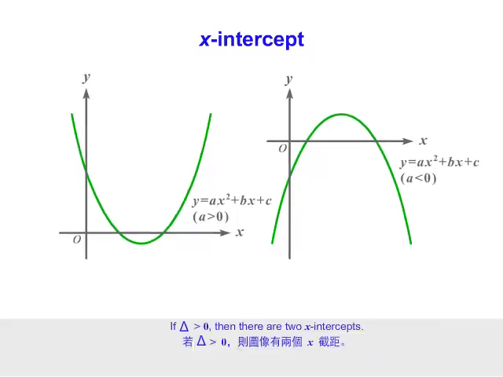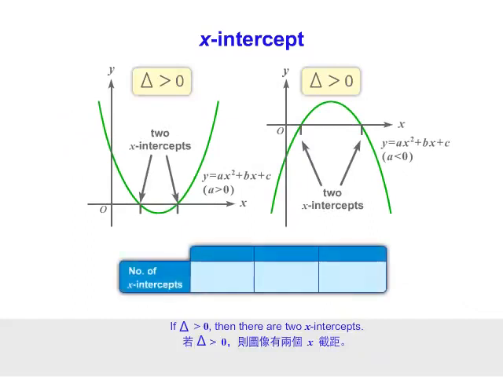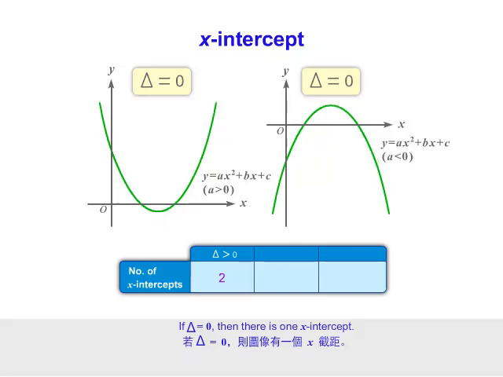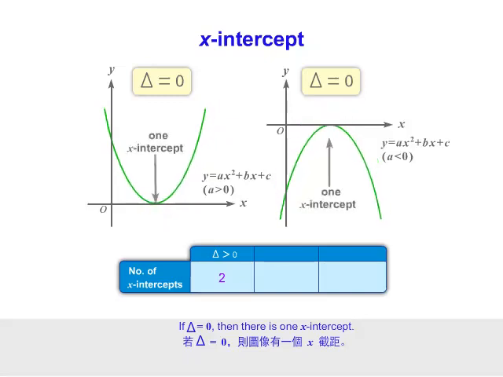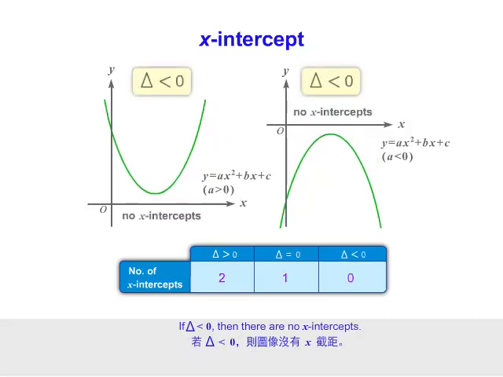If delta is greater than 0, then there are two x-intercepts. If delta equals 0, then there is one x-intercept. If delta is smaller than 0, then there are no x-intercepts.